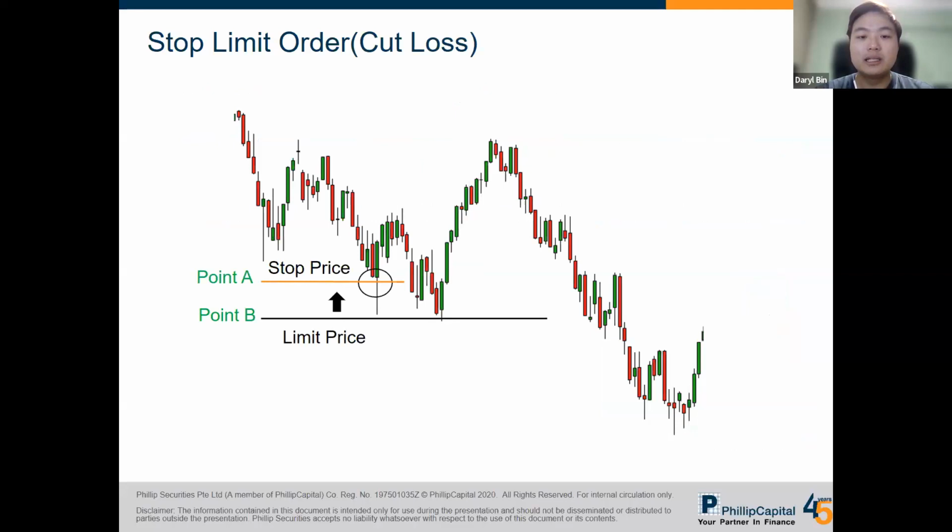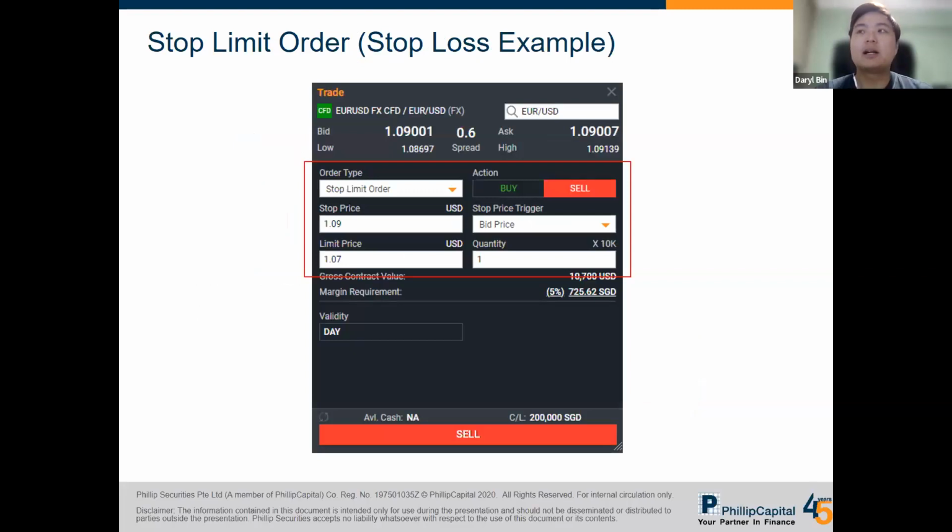Using this example, since the limit price is lower than the stop price, your position will be filled at a better price. So this is how you place your stop limit order. Maybe you can take a screenshot, so that later on, if you want to do a stop limit order, you can refer to this screenshot.